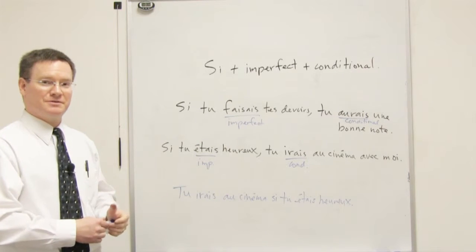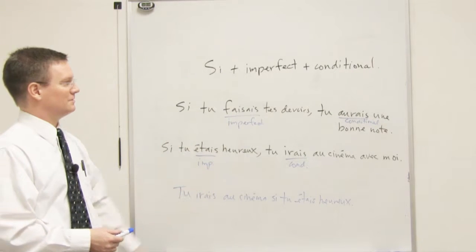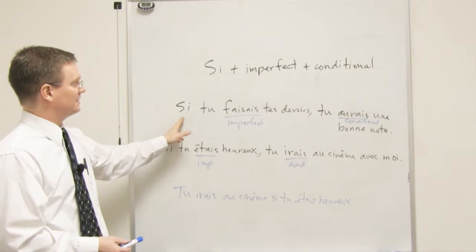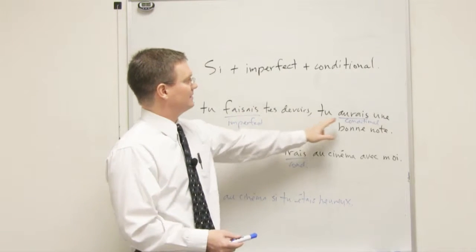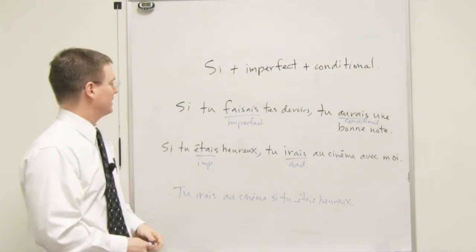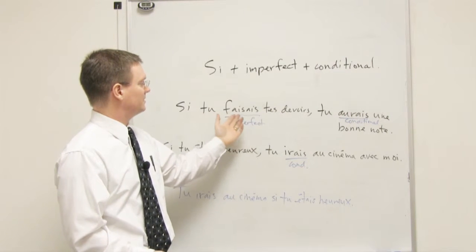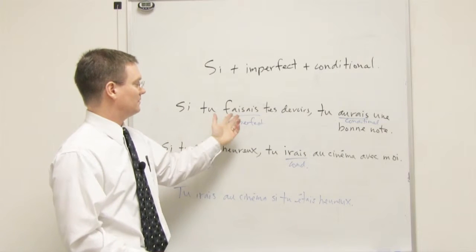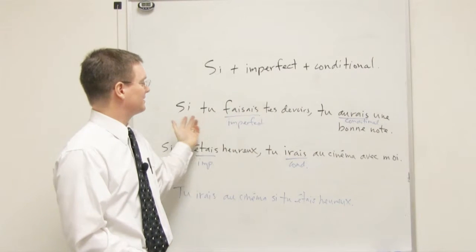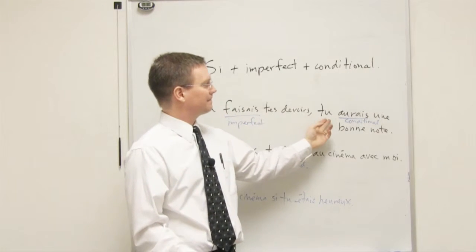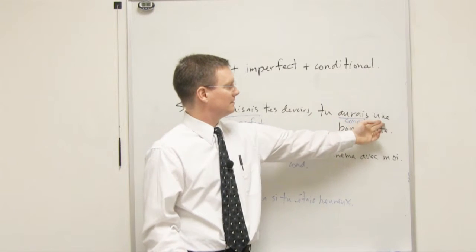Because all you have to do is know the formula, si, imparfait, and conditionnel. So here we have si, and the imperfect, and the conditional, just like our formula right here. Let's see what this means. Si tu faisais tes devoirs, if you were doing, or were to do, or really it could translate, if you did your homework, si tu faisais tes devoirs, tu aurais, you would have a good grade.